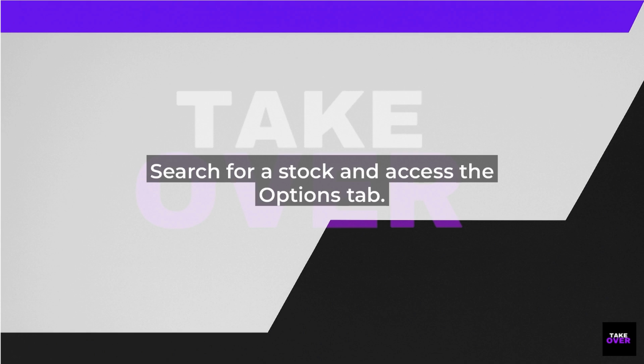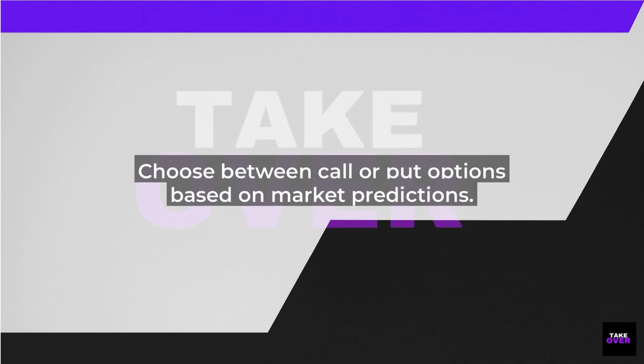Open the Robinhood app and log in. Search for the stock you're interested in, like Apple or Tesla. Tap on it, and you'll see an Options tab. Click that. Here, you'll find calls and puts. A call option lets you buy the stock at a set price, while a put lets you sell it. Decide based on whether you think the stock will go up or down.